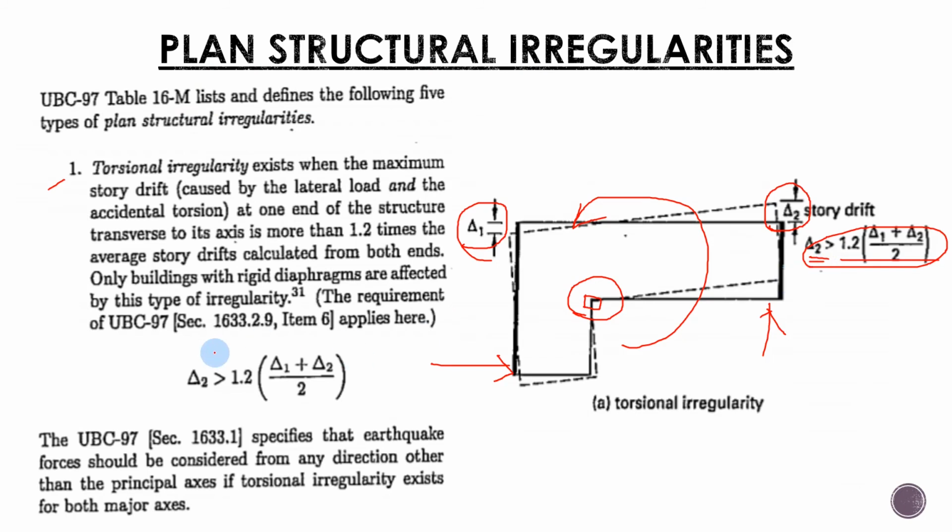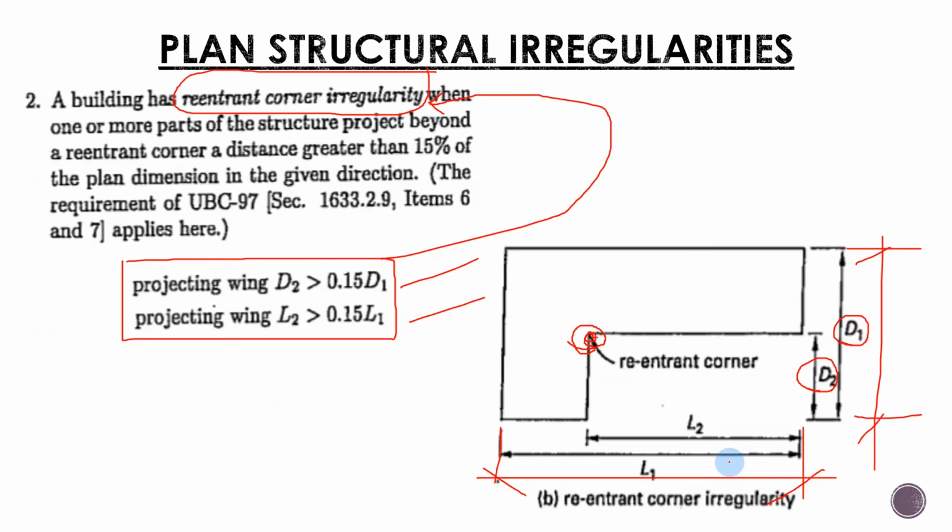Kung ma-satisfy ni na condition magka-create og torsional irregularity. So make sure good na less than sa mga conditions na mga story drift.